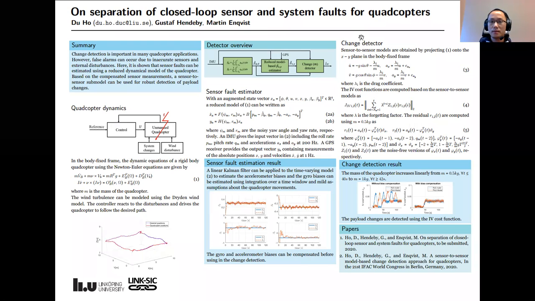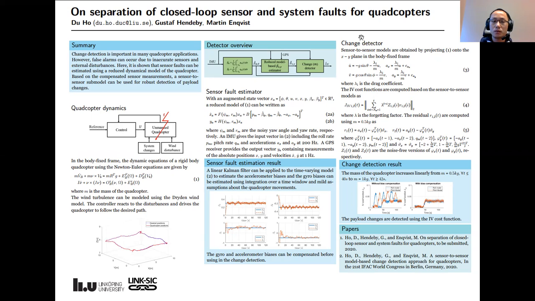Today I'm going to talk about my contribution for the LINK-SIC workshop 2020, and the work is on separation of closed loop sensor and system fault for quadcopter. To start, we usually have the quadcopter carry out some kind of outdoor mission, whereas the quadcopter dynamic is significantly affected by external wind and external disturbance, and of course, the quadcopter can experience some sensor faults and system faults.